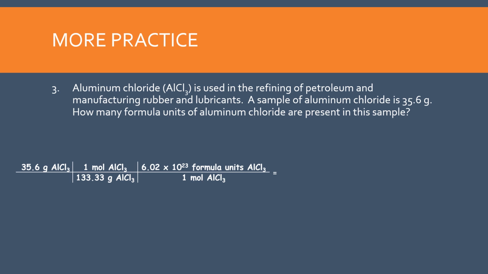Then I'm going to go from mole to formula units. Formula units is the type of particle. So I've got to multiply by that 6.02 times 10 to the 23rd. Solve it out. I end up with 1.607 times 10 to the 23rd. Again, going to significant digits, 1.61 times 10 to the 23rd formula units of aluminum chloride.